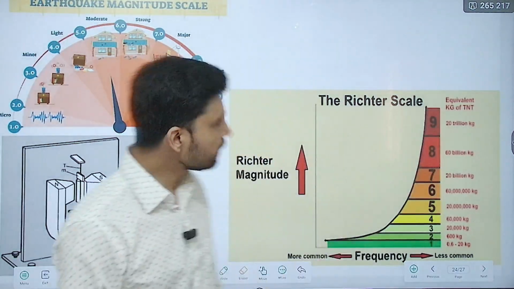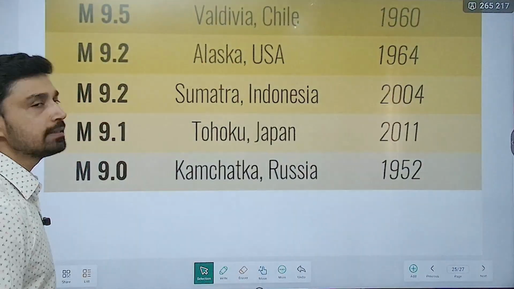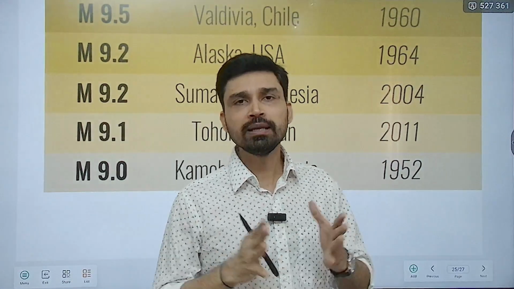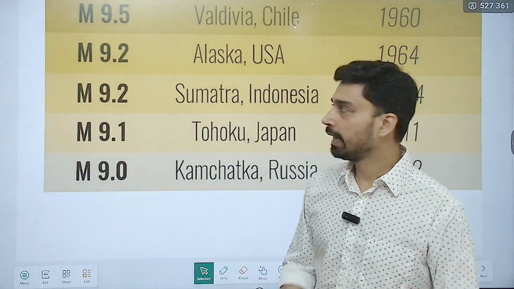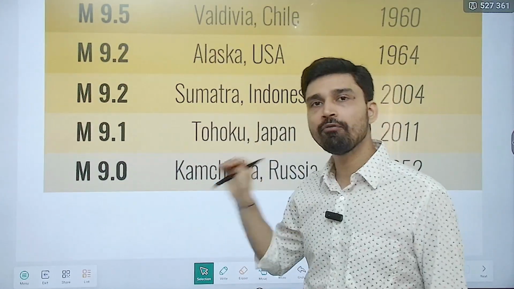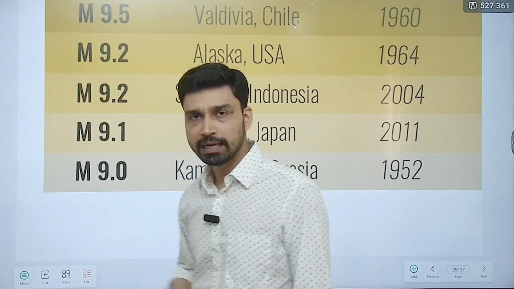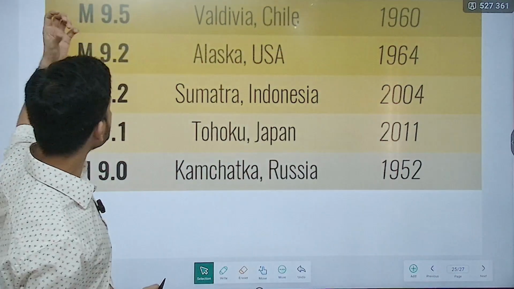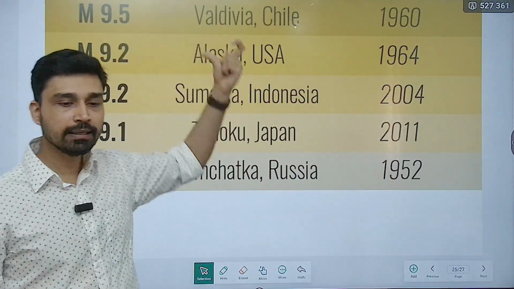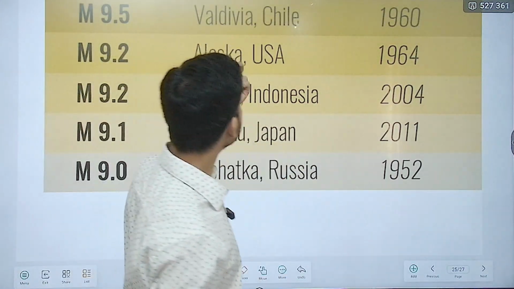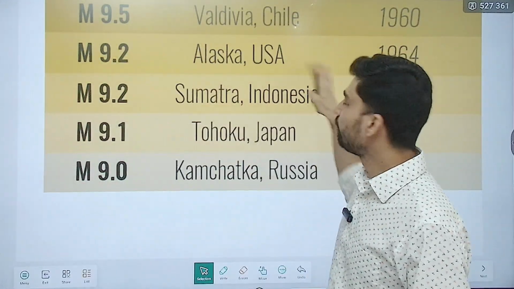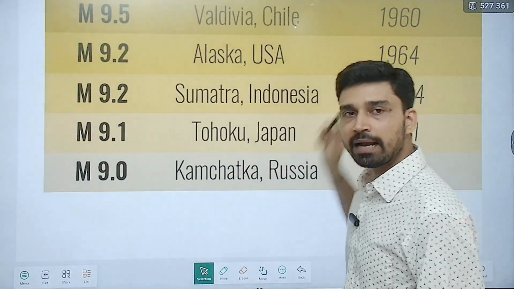Now, when you talk about the Richter scale, one thing we have to understand is that an earthquake of magnitude more than 8, more than 9 is very, very rare. Thus, if we try to understand the top 5 super mega earthquakes that we have witnessed in the world, the biggest earthquake on the Richter scale was 9.5 in the year 1960 in the Valdivia region of Chile. Similarly, a magnitude 9.2 earthquake is associated with Alaska in the United States in the year 1964.